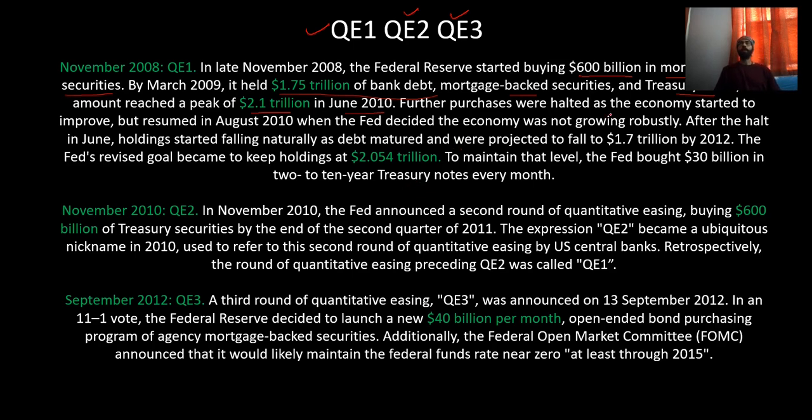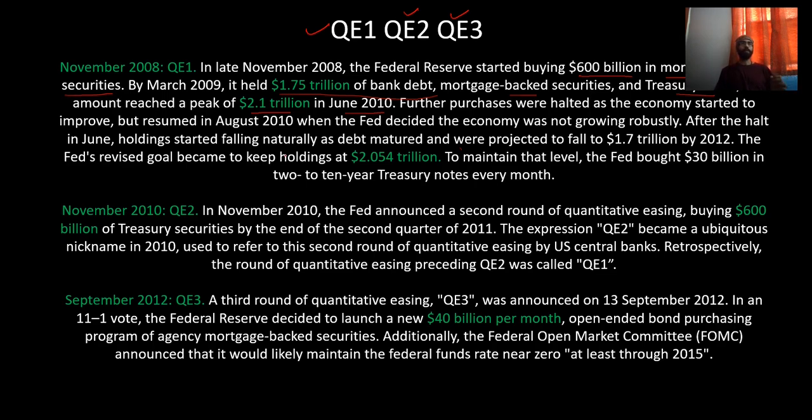Further purchases were halted as the economy started to improve. As they started to see improvement and saw that the markets had bottomed out and were reviving again, the buying was halted. But then again, in August 2010, the Fed decided the economy was not growing robustly. Growing robustly can mean many things. It can mean the rate of growth, it can mean the expanse of growth, or it can mean the range of the assets that should have been growing. So all these things.